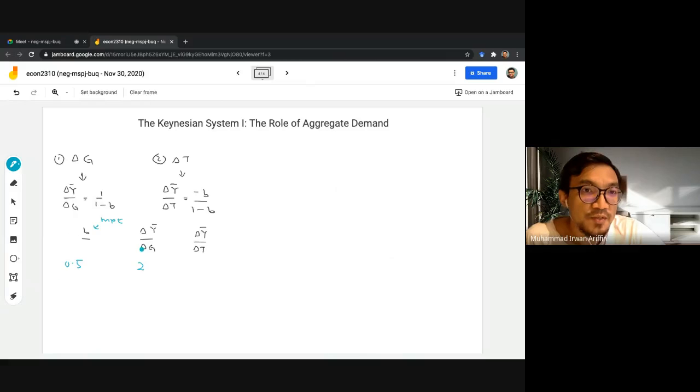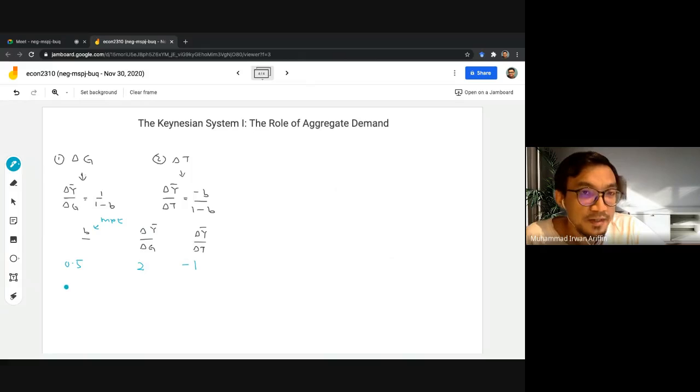So what is the meaning of this? For every $1 increase in government expenditure, equilibrium income would double, if this is the MPC. What about the tax multiplier? This would be negative 1. So if the government were to increase tax by $1, the income is going to go down by 1, the exact same amount.